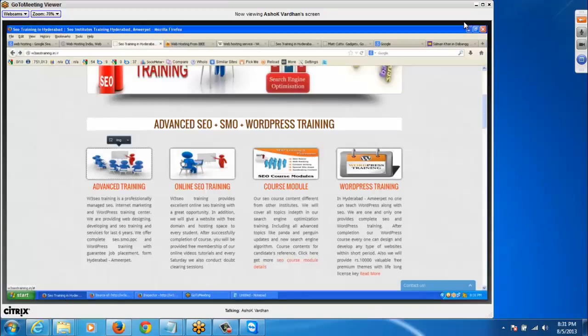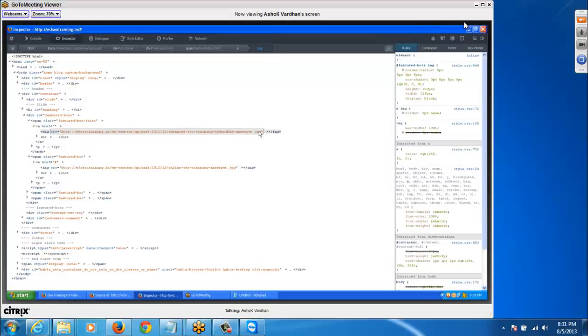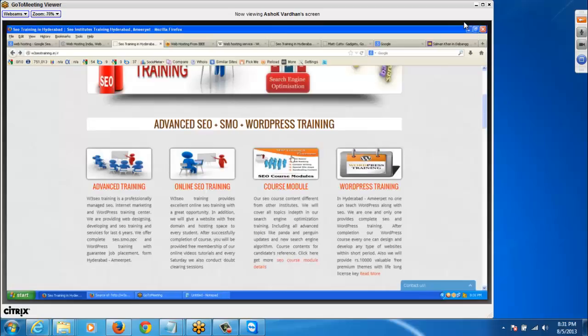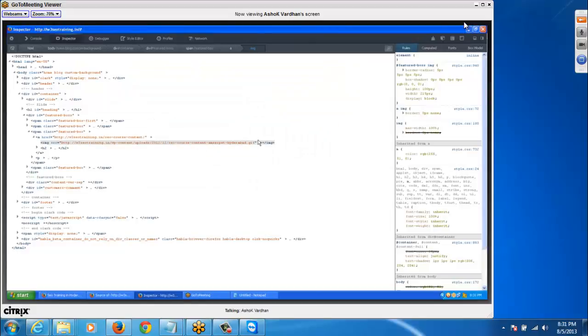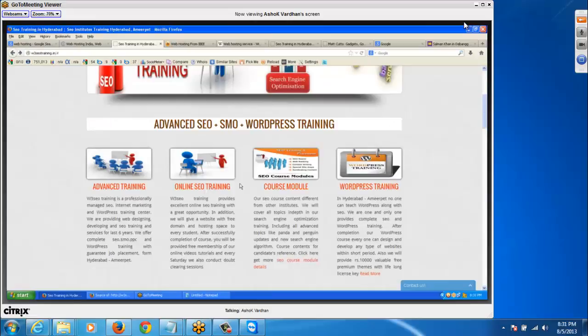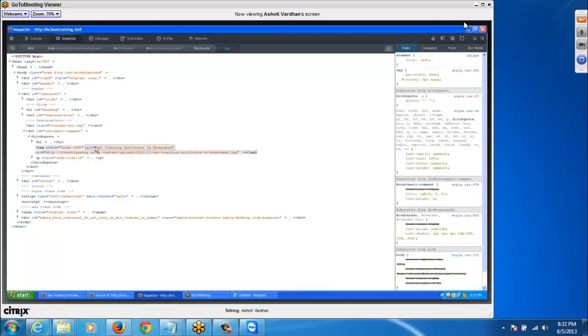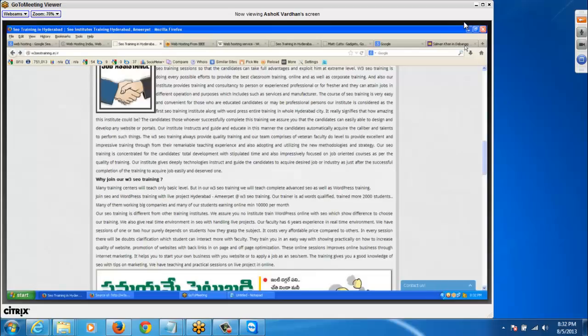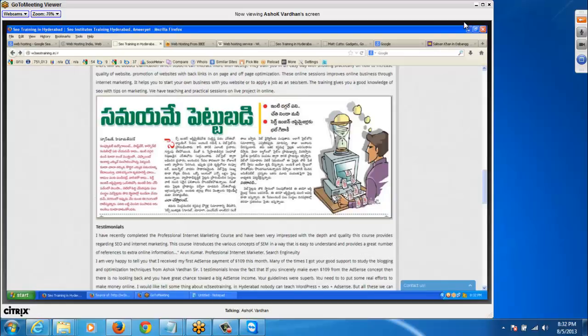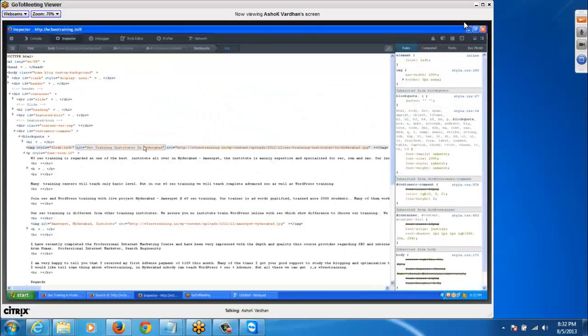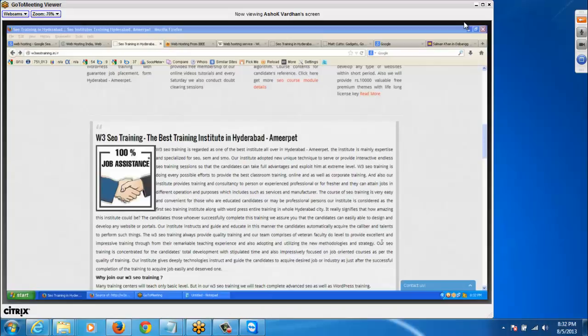Here some alt tags are missing. In this also alt tag missed. This one. In this also alt tag missed. There is no alt tag, so we can insert. Here, can you find any alt tag? Yes, this one is the alt tag. Next one. This one is also an image tag. Yes, this one is the alt tag: SEO training in Hyderabad. Like this. Okay. Alt tag is nothing but our keywords. That's it. Any doubt?